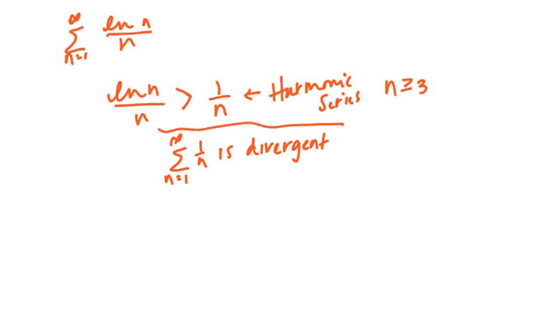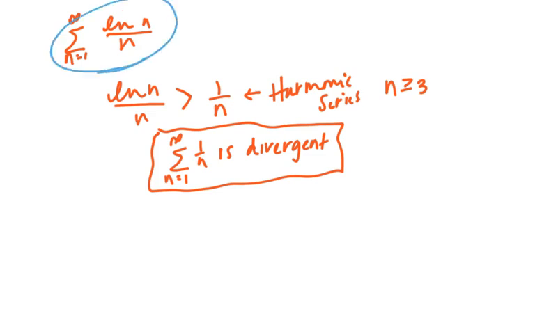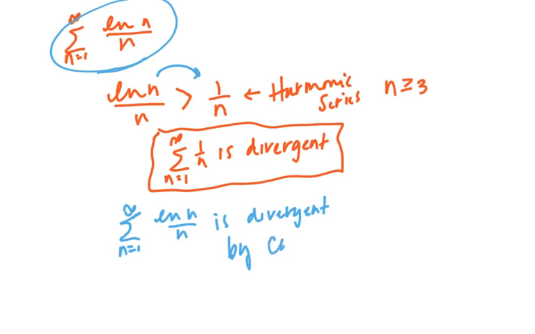And so here we have a divergent series, and then we have a given series where the fraction is greater than the comparison. So we can say that the sum from n equals 1 to infinity of natural log of n over n is divergent by the comparison test. So the important thing to remember is that if you have a divergent series, the other series has to be larger than that.